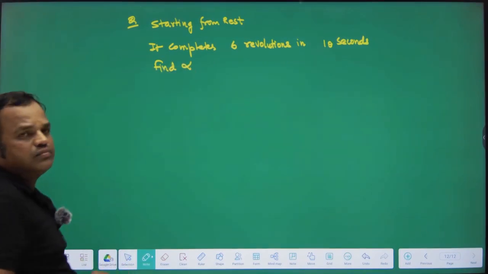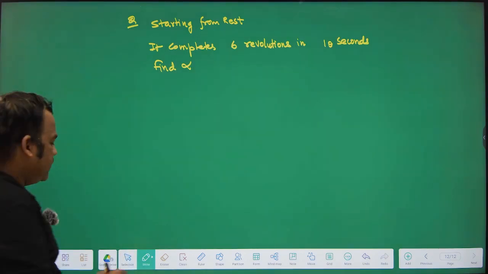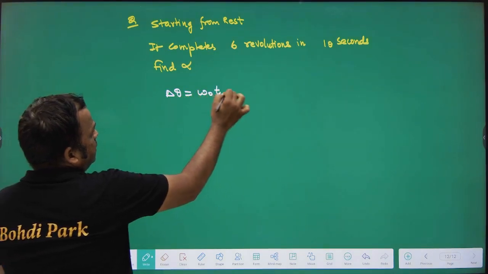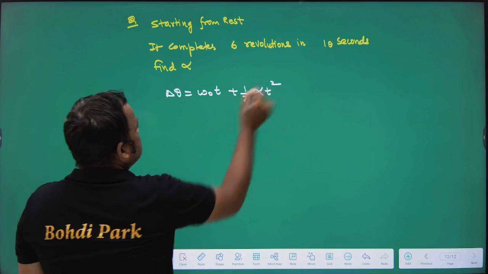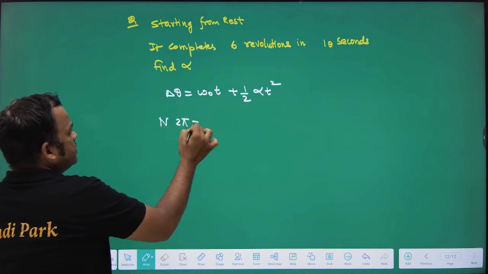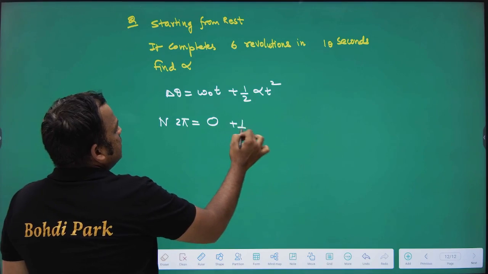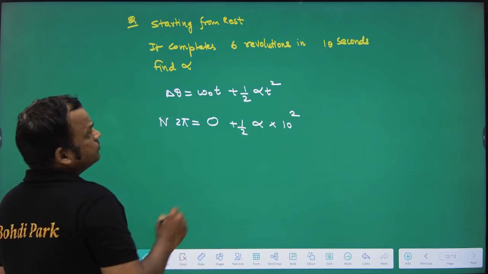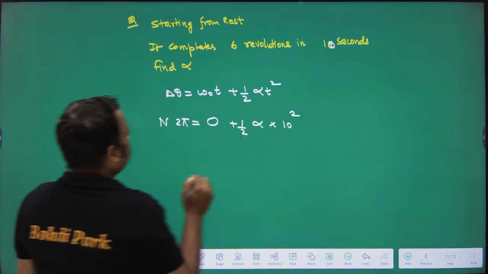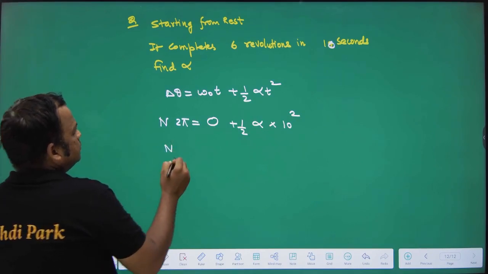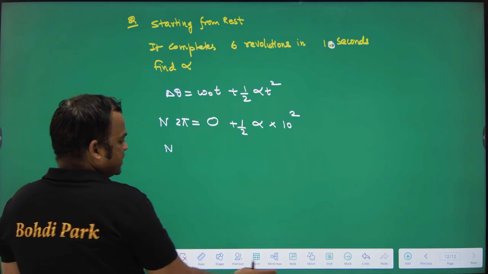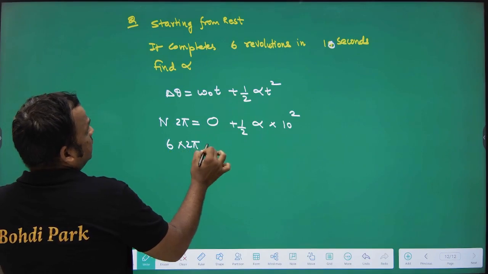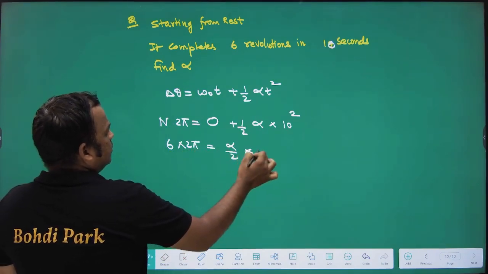Find alpha. So we will use the second equation of motion, which is delta theta is equal to omega naught t plus half alpha t square. So n into 2 pi is equal to 0 plus half alpha into 10 square. Now n is given as 6. So 6 into 2 pi is equal to alpha by 2 into 100.